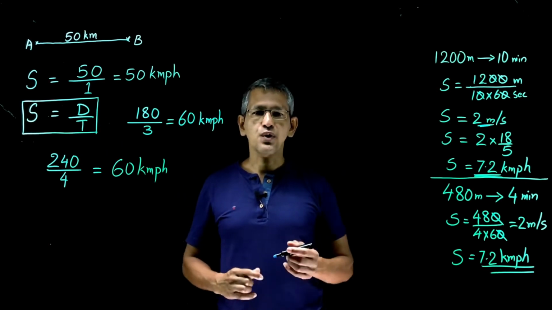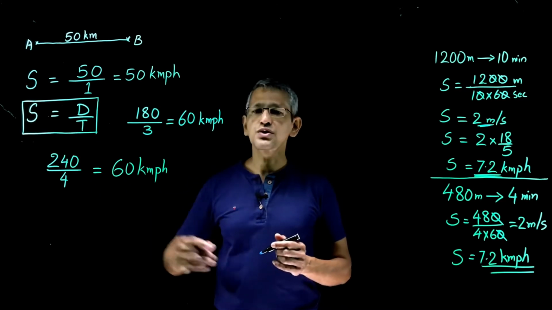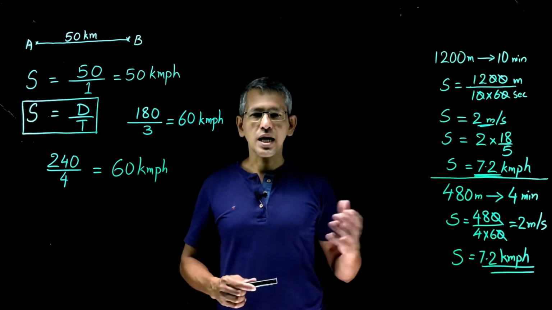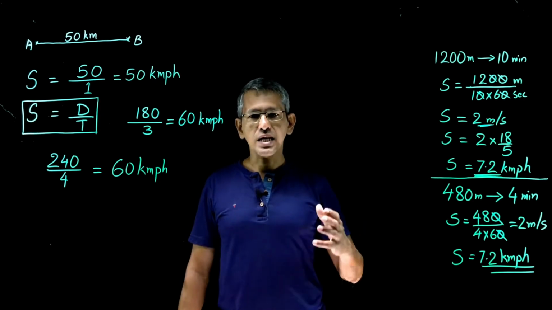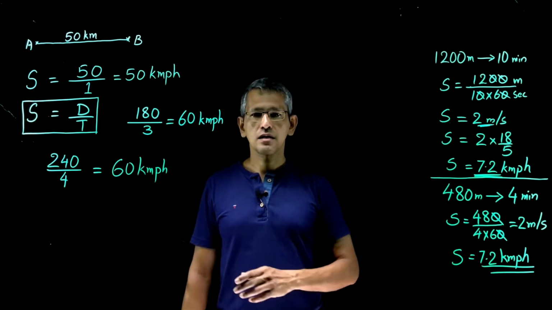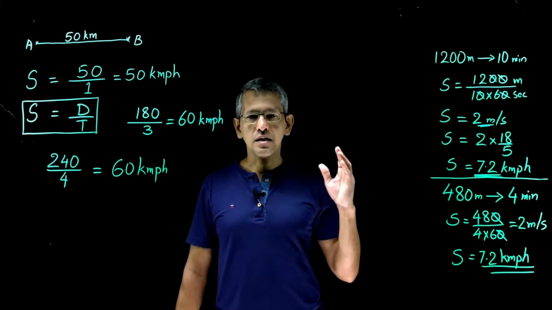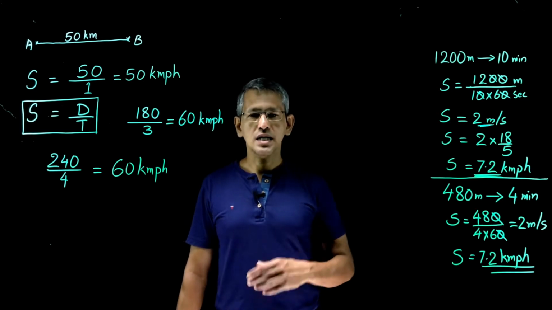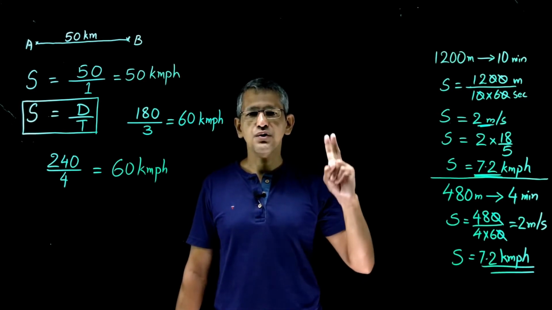Just in case you want to find out the distance, distance is speed into time. So let's say a cycle rider, a cyclist, rides at 15 kilometers per hour, and he cycles for 2 hours continuously. So 15 kilometers per hour for 2 hours.